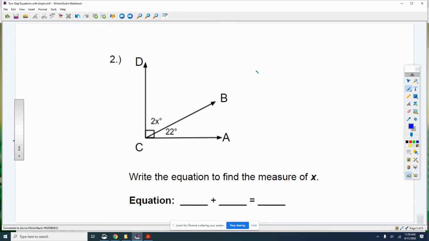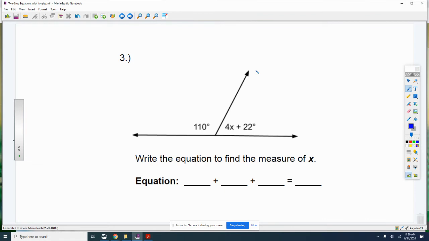Okay, so let's look at a different kind. So these are supplementary angles, and we said that they are 180 degrees. So my equation is going to be the 110 plus my 4x plus my 22 has to equal 180.